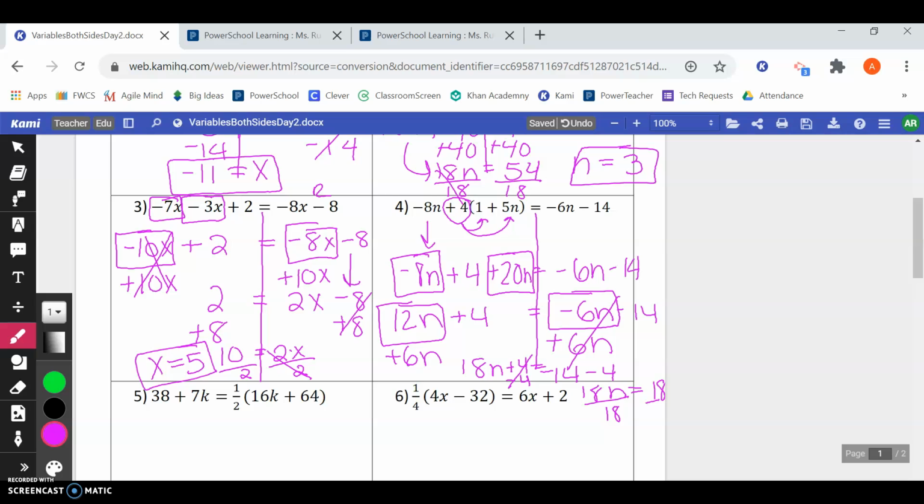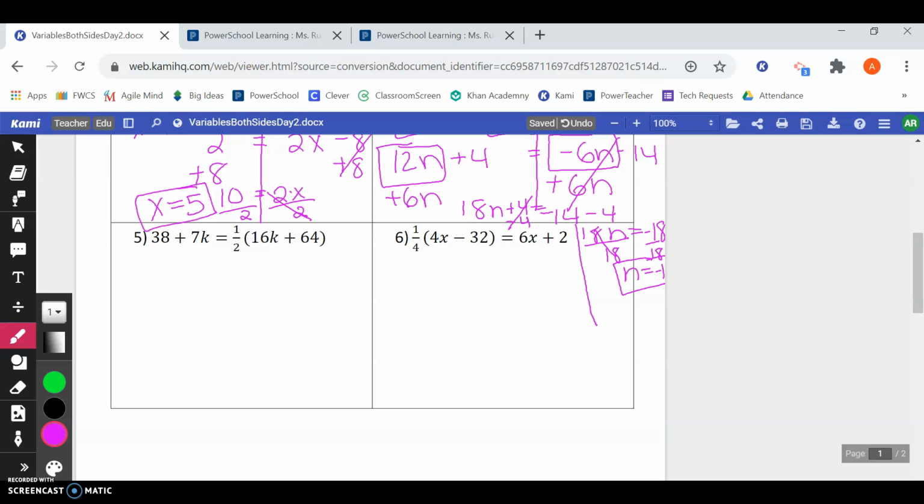Divide by 18 on both sides. And I get n equals negative 1. And it was negative because these two are different signs. And oops, I ran out of room there. My bad.